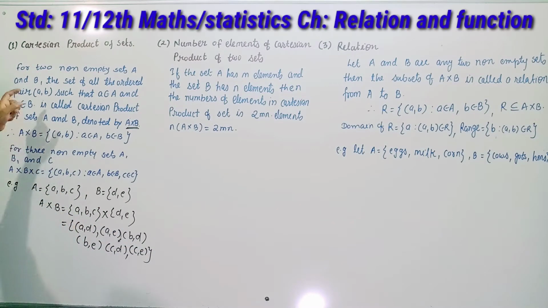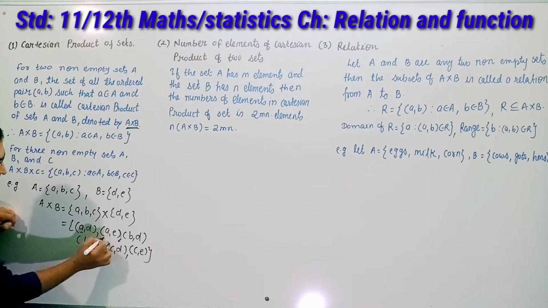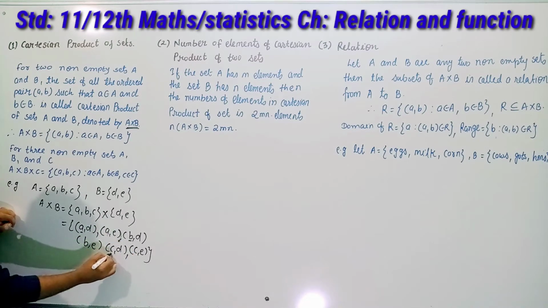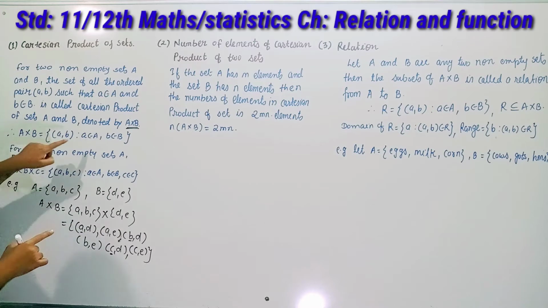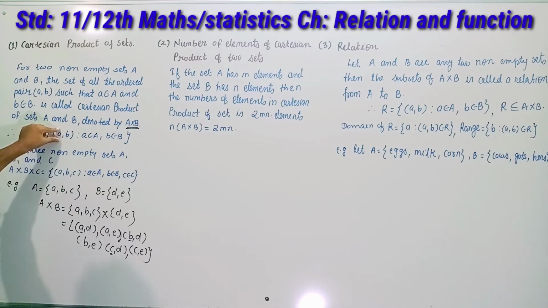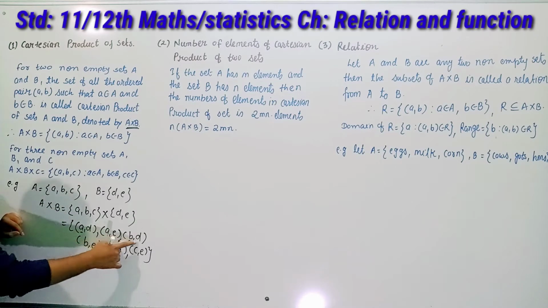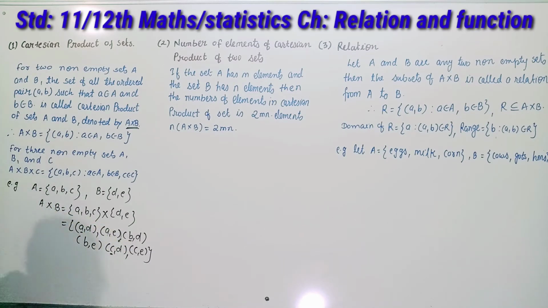Okay students, this is the Cartesian product of the two non-empty sets A and B, and it is denoted by A cross B. All these elements A, B and C belong to A, meaning the first component of each ordered pair belongs to A, and the second component of each ordered pair belongs to B.